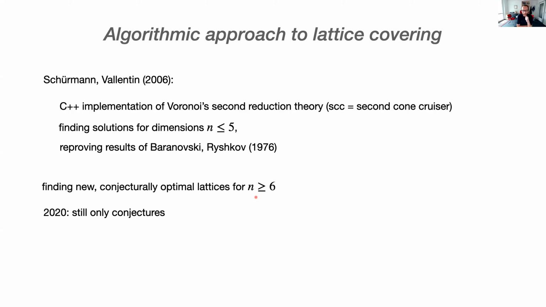For larger dimensions, starting from 6 on, we couldn't finish the computation, simply because at that point there were too many different triangulations. But nevertheless, we found some nice new conjecturally optimal lattices for sphere covering. But unfortunately, still today, these are only conjectures. And so I think it would be nice to start to work on this again, because now we have much more computational power, much better parallel algorithms and so on. So maybe together with some extra mathematical insights, it would be possible to finish the proof: what is the best lattice sphere covering?